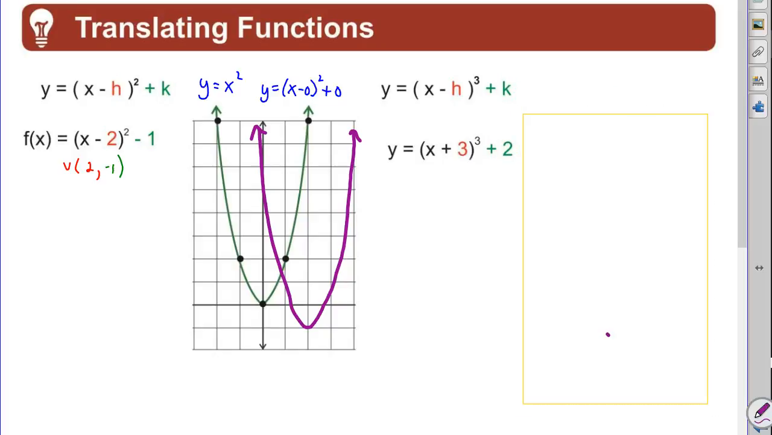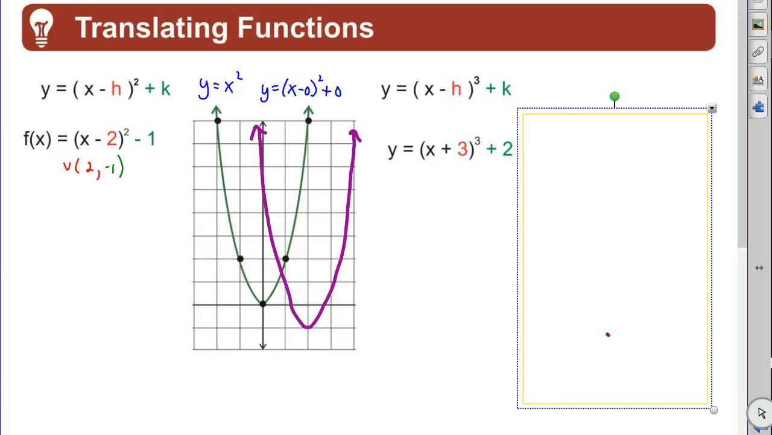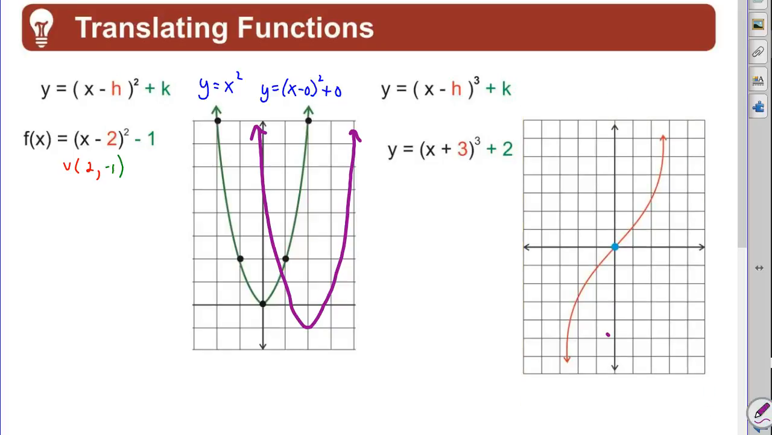Let me show you the base model. A base function would be this, and this is y equals x cubed. If I were to put it in graphing form, it would be x minus 0 quantity cubed plus 0. And you can see the point of inflection is at 0, 0.